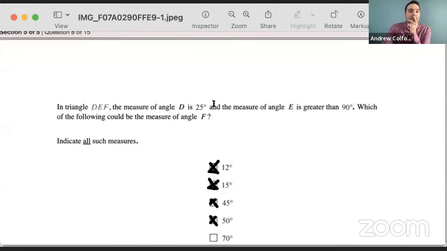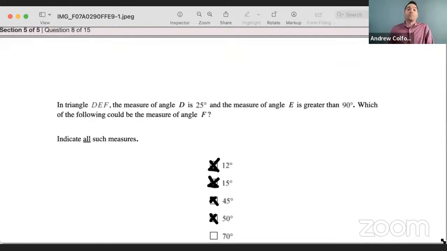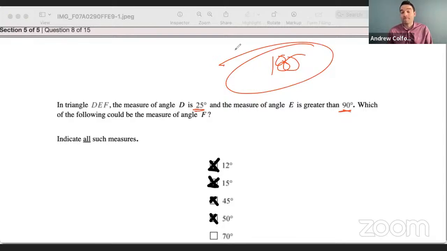Measure of angle D is 25 degrees. Measure of angle E is greater than 90. Which one could be the measure of F? Immediately, we're dealing with triangles and we're dealing with angles, so the number 180 pops into my head, right? I know that these three angles need to add up to 180.